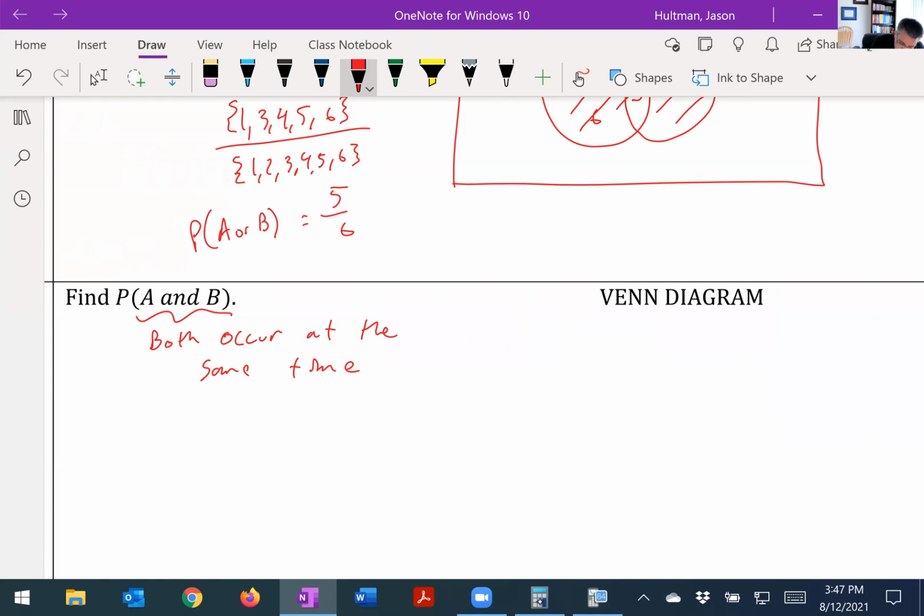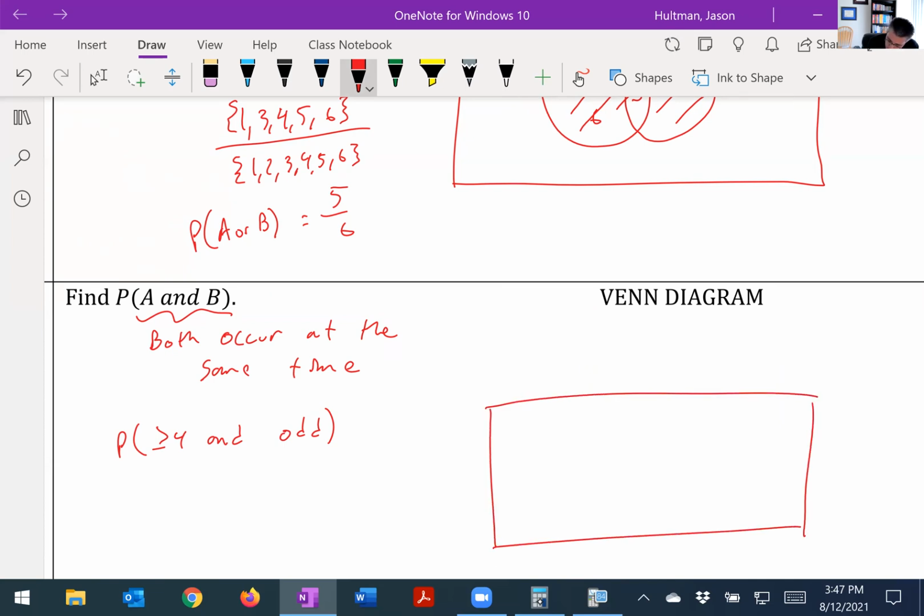It means that I have to have the probability that it's greater than or equal to 4, and it has to be odd. Well, let's look at our Venn diagram again. For event A, it's 4, 5, or 6. For event B, it's 1, 3, or 5. And then 2 was on the outside.